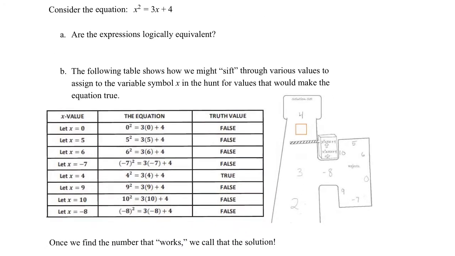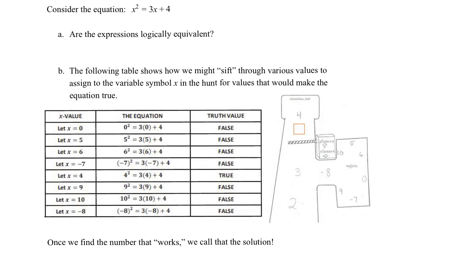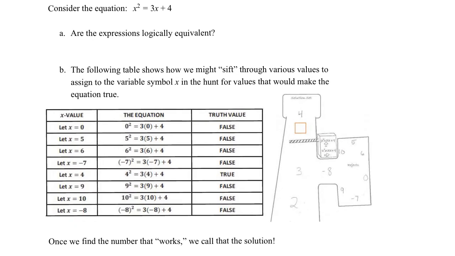So let's take a look at this first one here. It says, consider the equation x squared equals 3x plus 4. So the first question it says is, are the expressions logically equivalent? And what that means is, is this side the same as this side? Well, in this case, the answer is no, because you can't combine 3x plus 4 to begin with because they're not like terms. But even if you could, it's definitely not going to look like x squared. So these two are not logically equivalent.